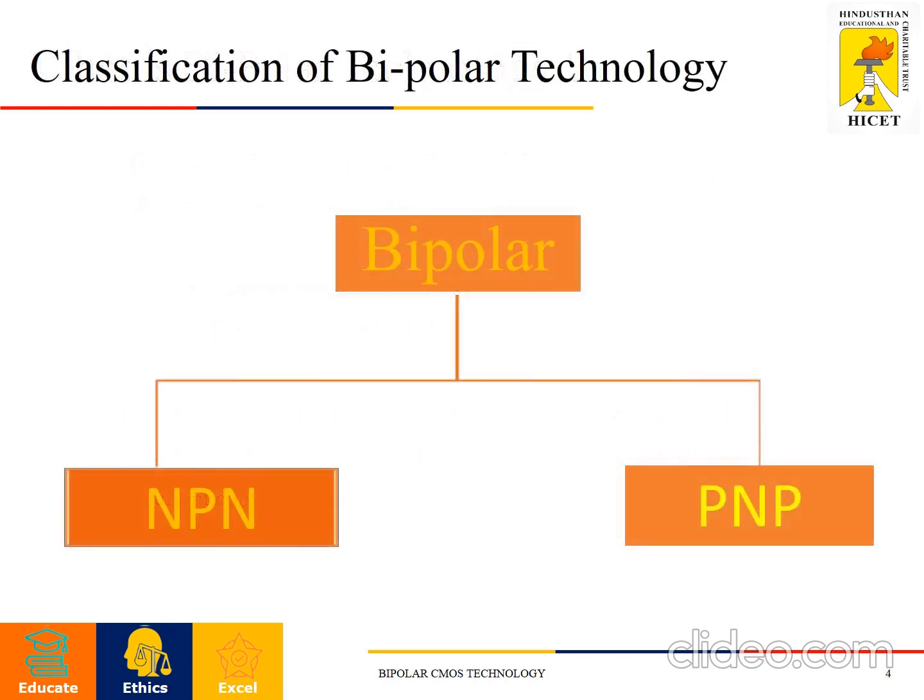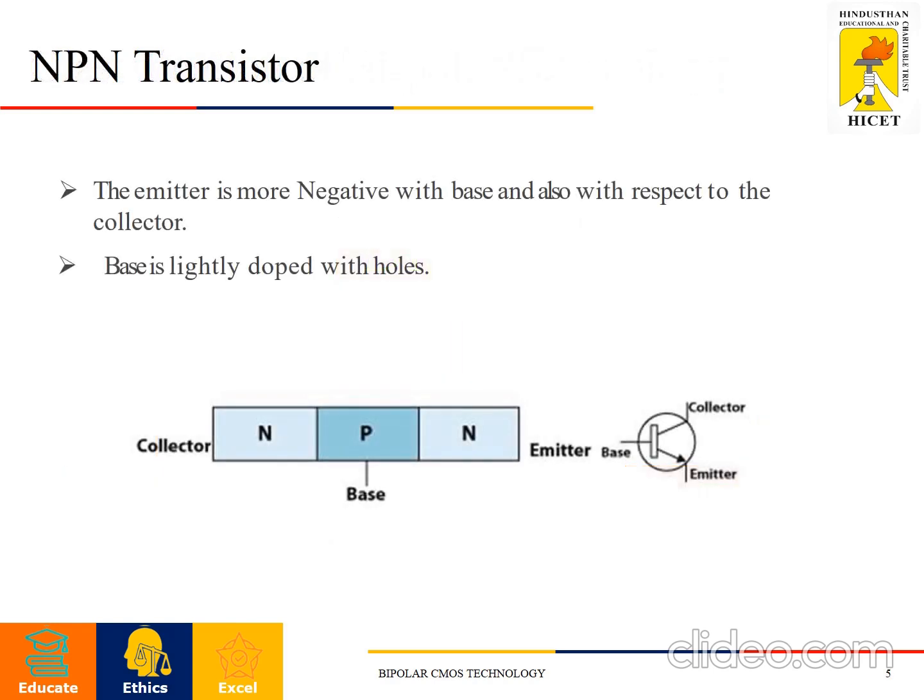The classification of the bipolar technology: bipolar is classified into two categories, one is the NPN and another is the PNP transistor. First, see the NPN transistor. The emitter is more negative with respect to the base and also with respect to the collector materials, and the base is lightly doped with holes, depending upon the construction. And this is the construction, and this is the symbol for the NPN transistor.